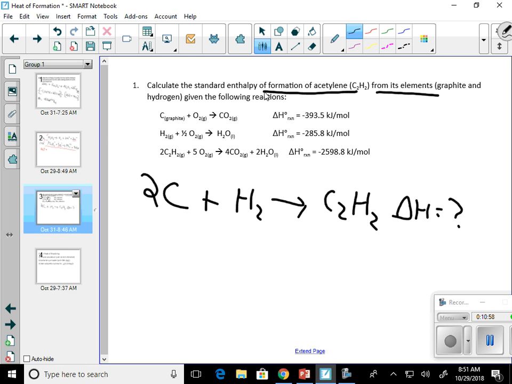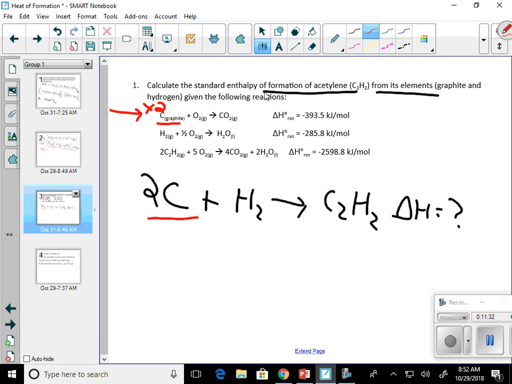Here's what I mean by that. If I look at this first equation right here, the graphite plus oxygen makes carbon dioxide. I notice that there is a carbon in the reactant side, bless you, just like there's a carbon in the reactant side of my equation that I want to solve for. However, how many carbons are in the equation that I want to solve for? 2. That means I need to multiply this first equation by 2.